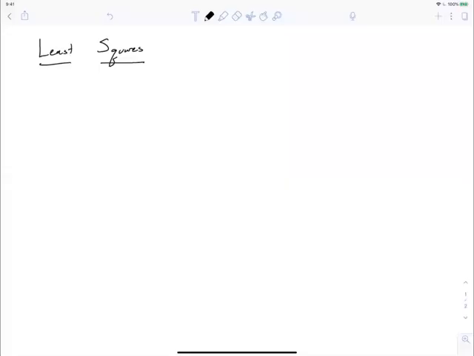All right, today we're going to talk about least squares. This is where linear algebra really starts to shine in terms of its applications. So we're just going to dive into a nice, simple, perhaps a little contrived example, but at least you'll be able to see where this can go.